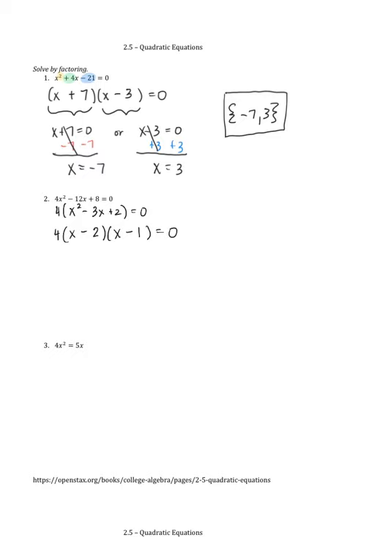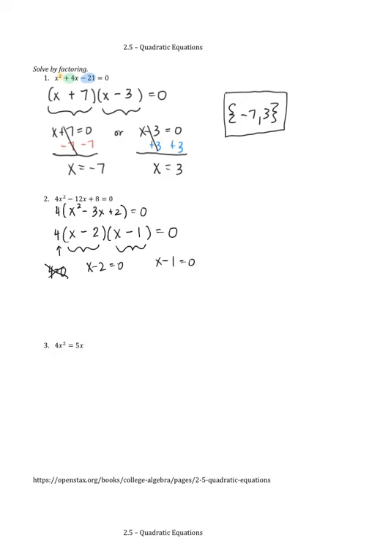And negative 2 plus a negative 1 is a negative 3. So that will work. And now we're going to set each factor equal to 0. So the first factor is 4. So 4 equals 0. There's no variable there, so that does not lead to a solution. The next factor is x minus 2, so I set that equal to 0. And then the third factor is x minus 1, so I set that equal to 0.